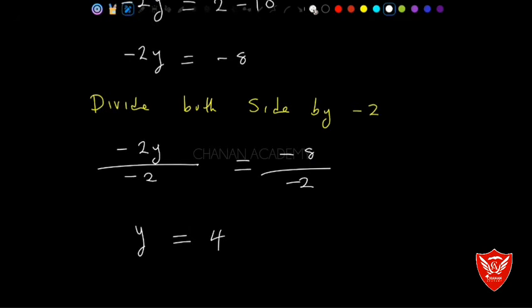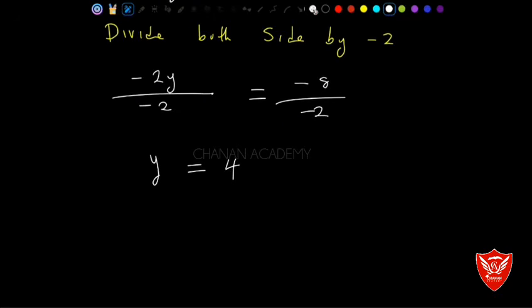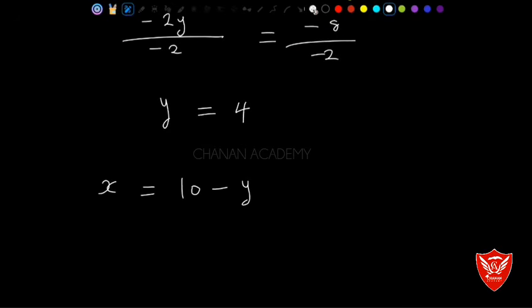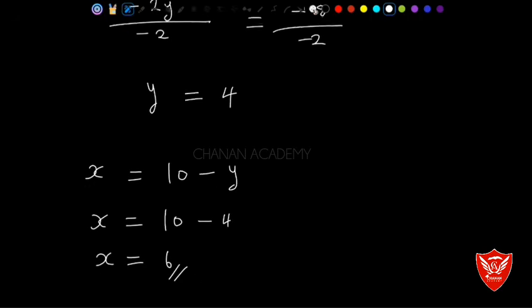Now we've been able to find the first variable. What we now need to do is to substitute y in our equation. Remember, when we made x the subject, we had x equal to 10 minus y. So therefore, we can substitute y equal to 4 in this equation. So it becomes x equal to 10, our y is 4, so it becomes minus 4. Therefore, x is equal to 6. So this is what we have as our answer.